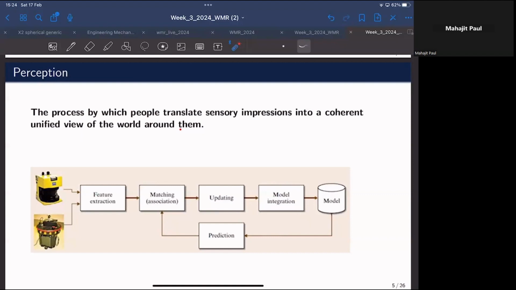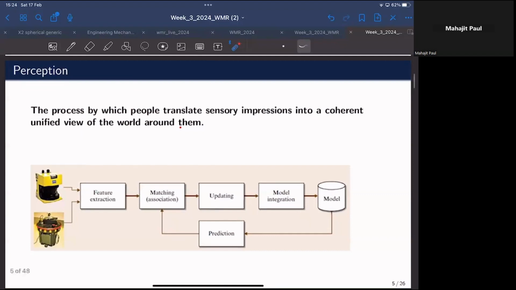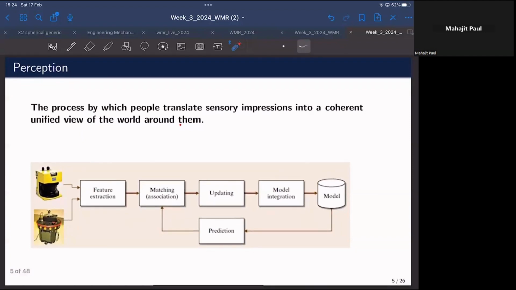That is exactly what a robot does, because from the raw sensor data that it is getting, it only needs to capture what is actually relevant to it.